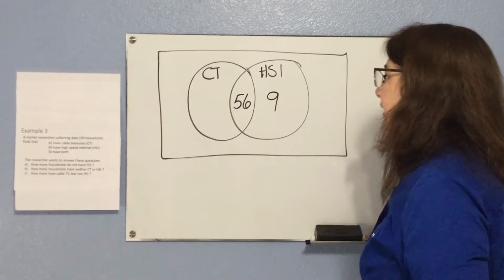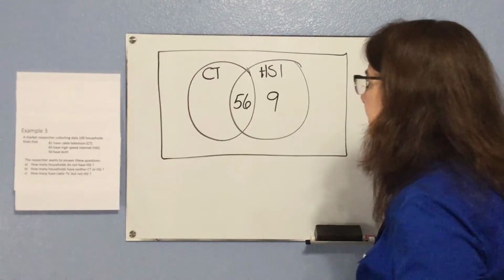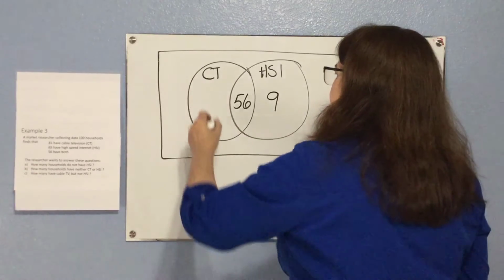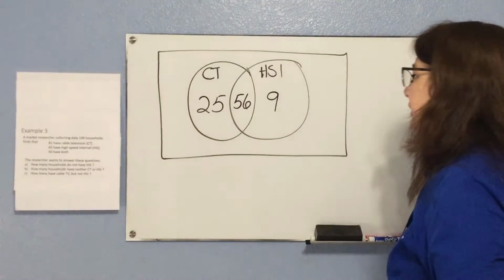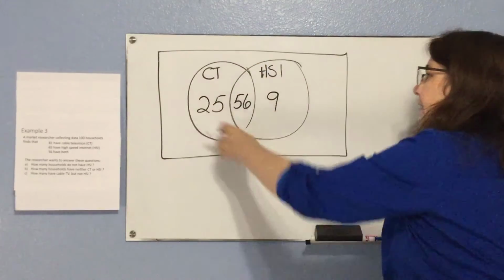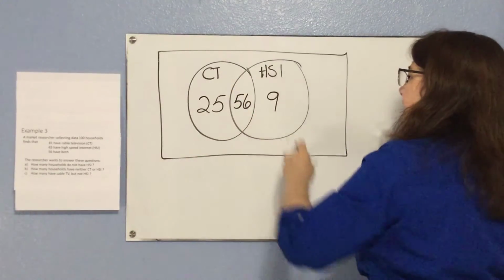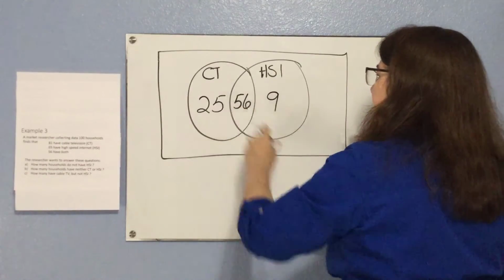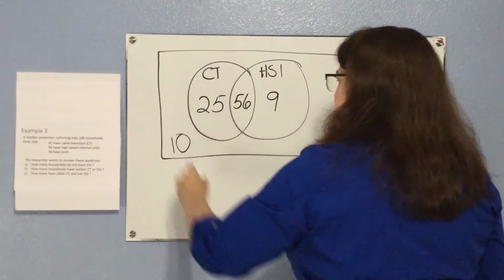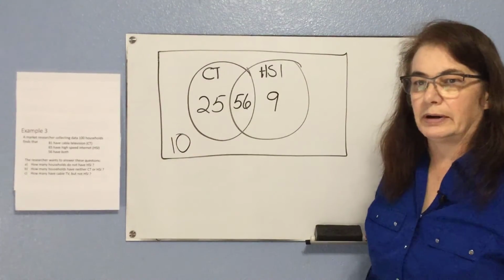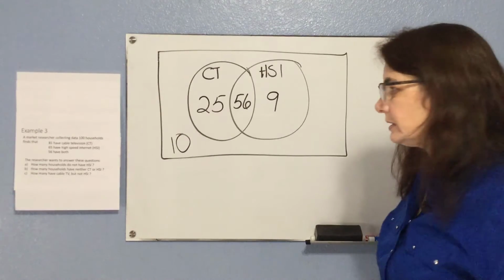It said 81 have cable television. Well, that includes the 56, so 81 minus 56 gives me 25 here. And then I want to fill in this outside area, which would represent those who have no cable television and no high-speed internet. So I'm going to add all this together, and that gives me 90. So that means there must be 10 out here, since we surveyed 100 households. Now we should have all the information we need to answer any questions.